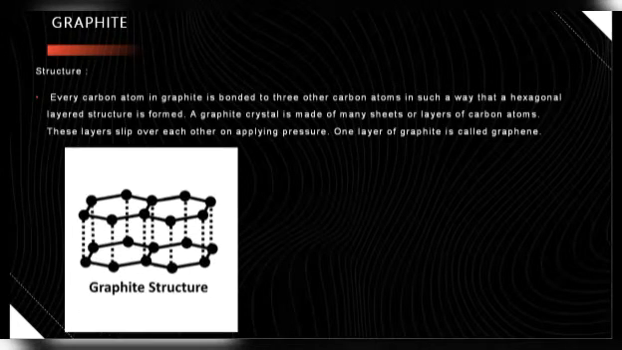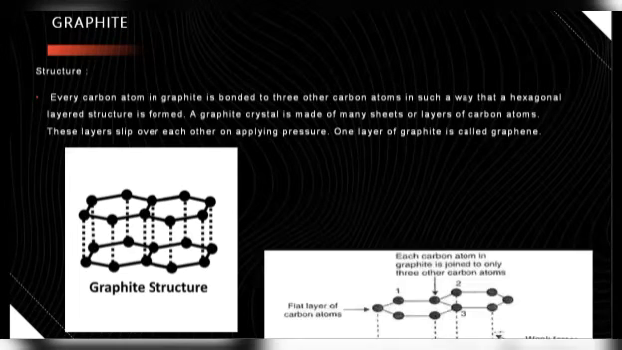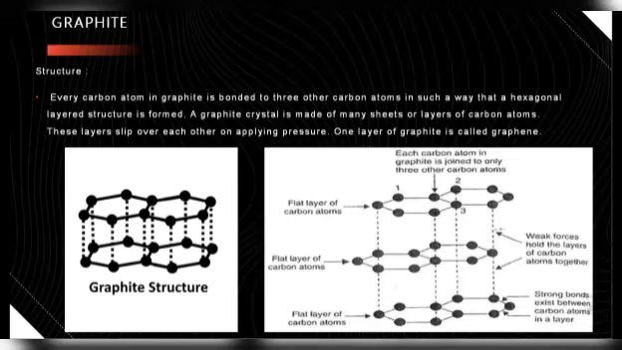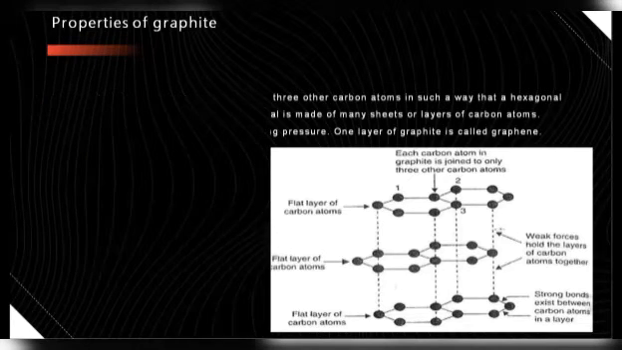Let us now look at the structure of graphite. Every carbon atom in graphite is bonded to 3 other carbon atoms in such a way that a hexagonal layered structure is formed. A graphite crystal is made up of many sheets or layers of carbon atoms. These layers slip over each other on applying pressure. One layer of graphite is called graphene.